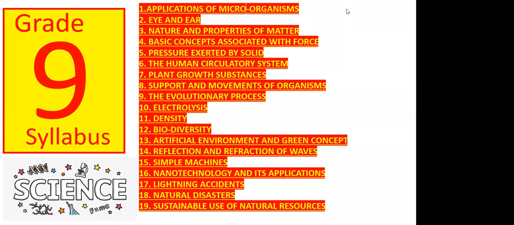Not like grade 8, it is a little bit hard. Grade 9 has 19 lessons. So we have to cover around 7 lessons for the first term, then another 7 for the second term, and the remaining few for the third term. Here also, after every unit, you will get a small paper, and after every term, you will get a main paper. All will be online papers.